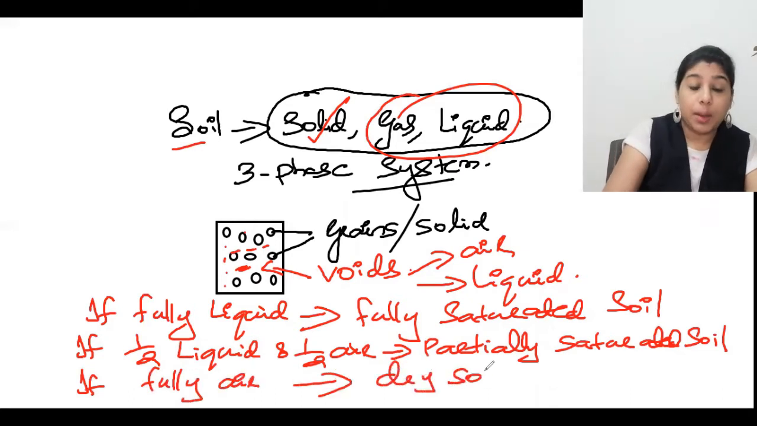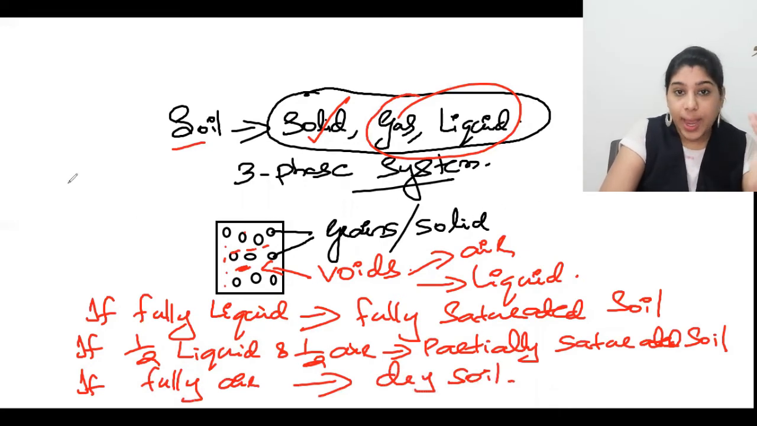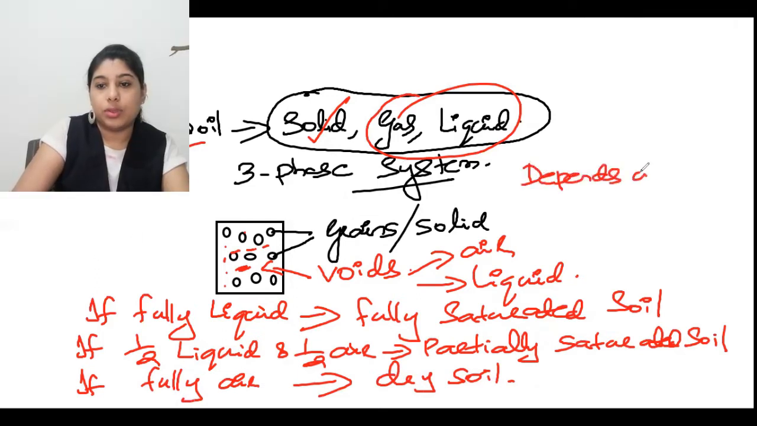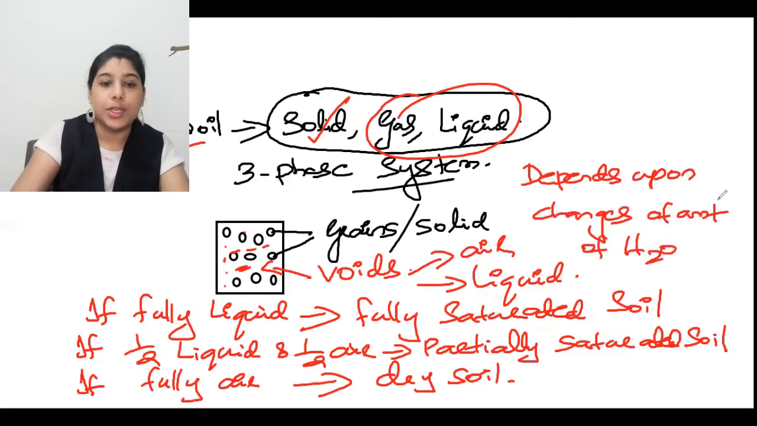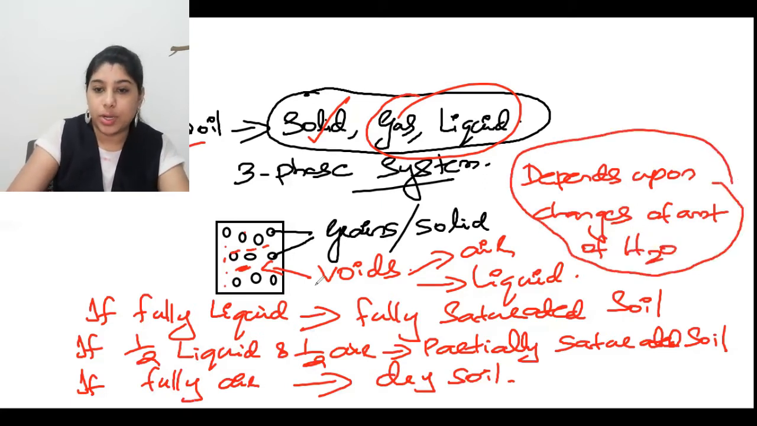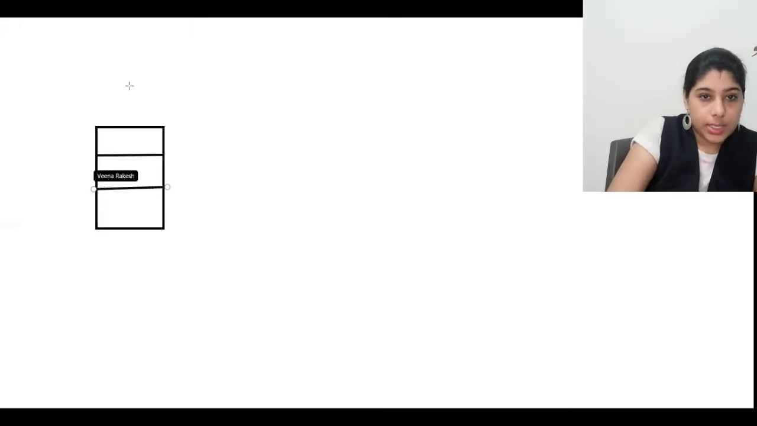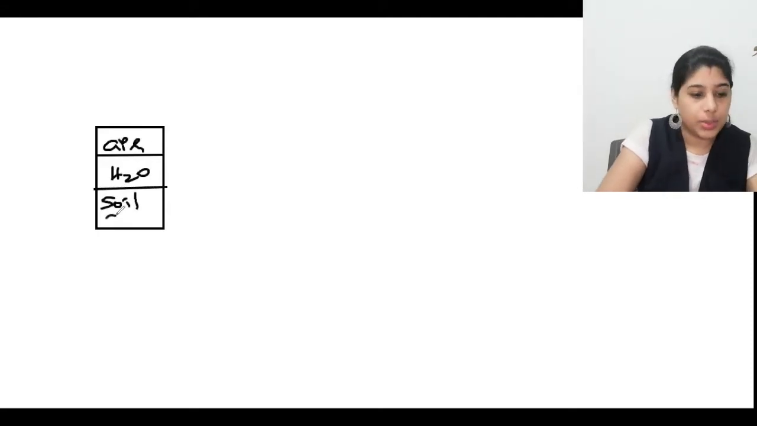So depending upon changes in the amount of water content, we can differentiate soil into these three parts: fully saturated, partially saturated, as well as dry soil. This is the first thing we have to learn from the three-phase system. It is air, it is water, and this is soil solids, that means grains.